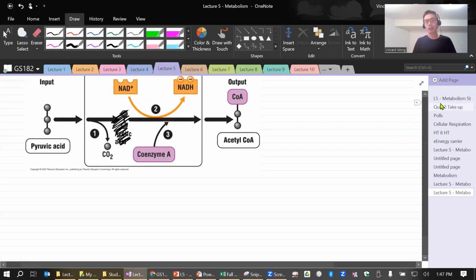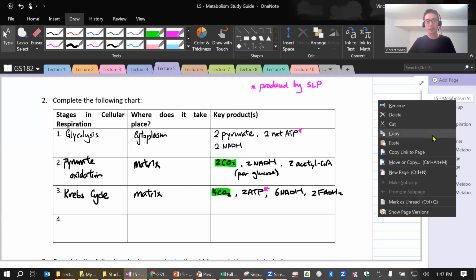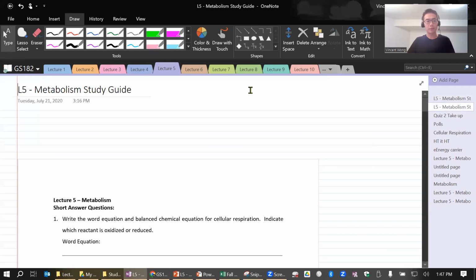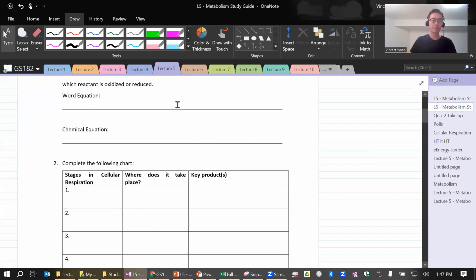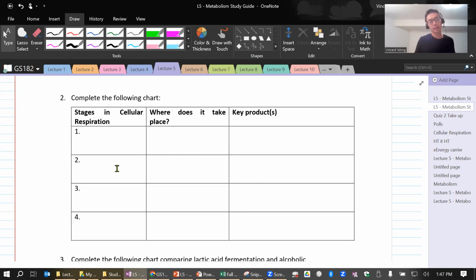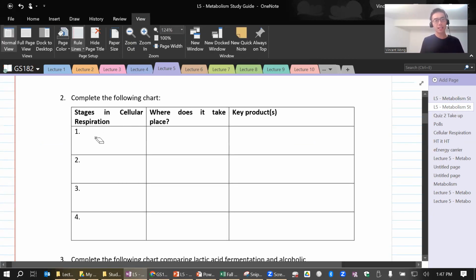All right. Let's go to our table here. I have to make a copy of it. There we go. So if you have your study guide, it's just on the first page. If you don't have it, that's fine. You can copy the table. So let's fill it in. Stages in cellular respiration. First step is glycolysis. You knew that already. And that, of course, takes place in the cytoplasm.